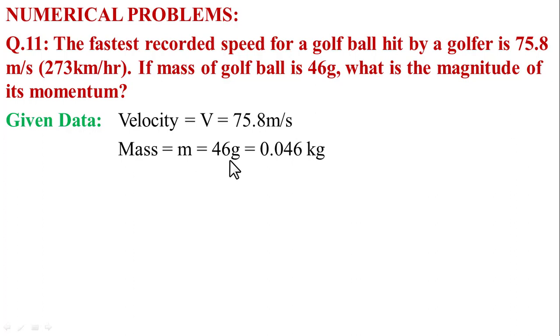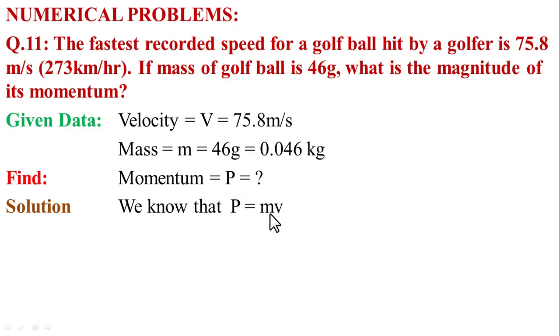So we can convert gram into kilogram, 46 divided by 1000. Now the mass m is equal to 0.046 kg. Then we can find the momentum, that is denoted by P. According to the given statement, momentum is the product of mass and velocity. We know that momentum P is equal to mv. According to the definition, momentum is equal to mass multiplied by velocity. Product of mass and velocity is called momentum.